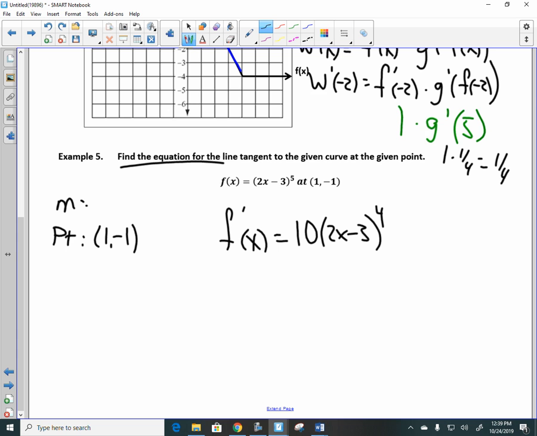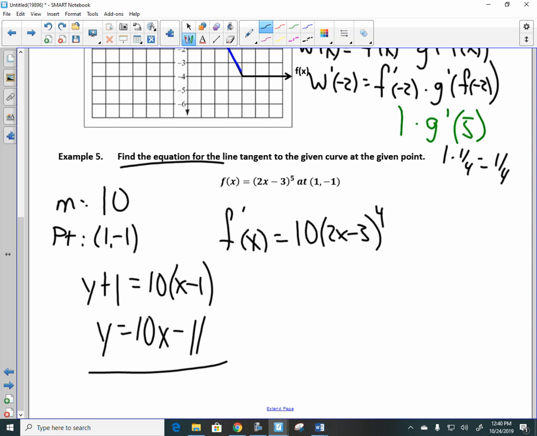See, until the other day, you would have to multiply it out 5 times. Now, simple. What do I plug in? 1. 2 times 1 is 2, minus 3 is negative 1, negative 1 to the 4th is 1, times 10, 10. Y minus negative 1, excuse me, y plus 1 is equal to 10 times (x minus 1). Y equals 10x minus 10, subtract the 1, minus 11. Bada bing, bada bam, bada booski. Piece of cake, upside down.